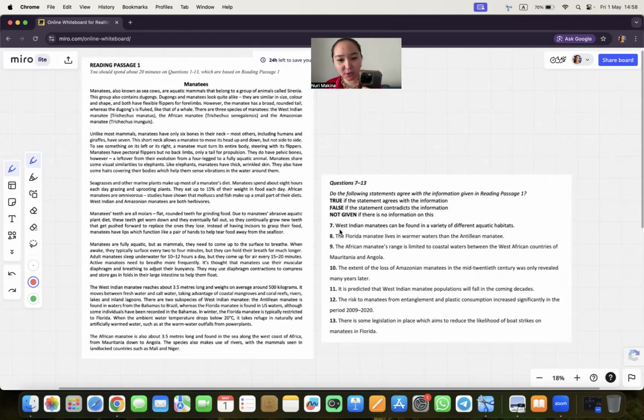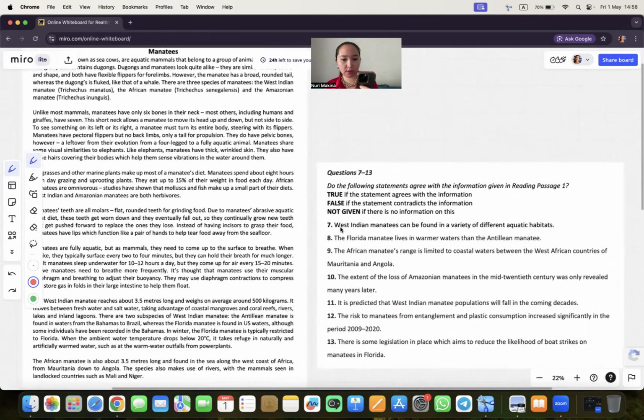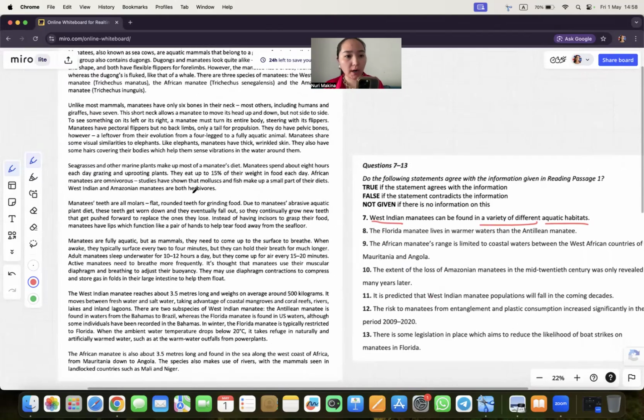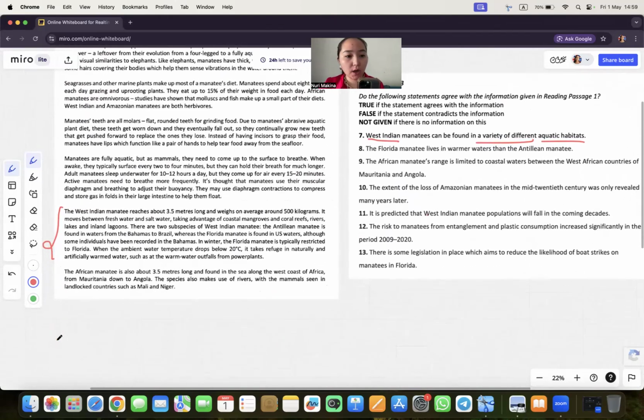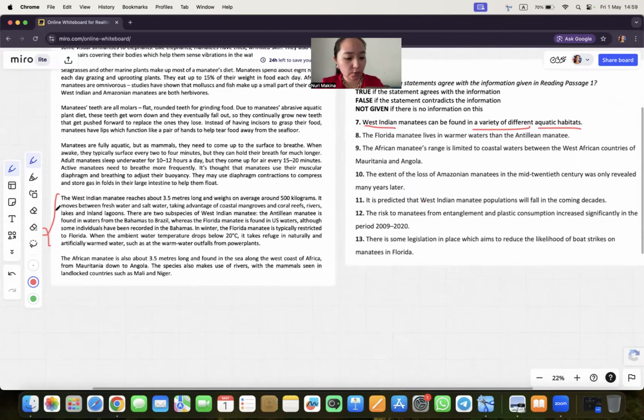Let's begin. The first one: West Indian manatees can be found in a variety of different aquatic habitats. Our job is to highlight the keywords, okay? So West Indian is going to be our keyword number one. The West Indian thing here is in this paragraph, as you can see. So let me show you this paragraph. As you can see, the West Indian manatee. This paragraph is where we're going to look for the answer.